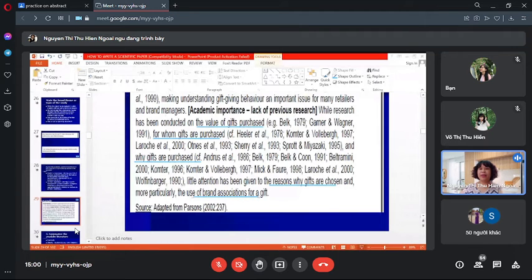Right, so now we come to the third element. Summarize the available literature and cite the most important previous studies that are relevant to the current research.